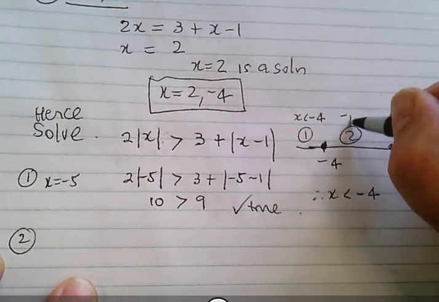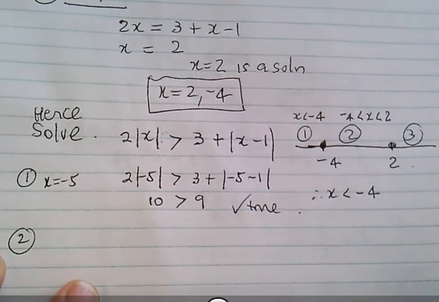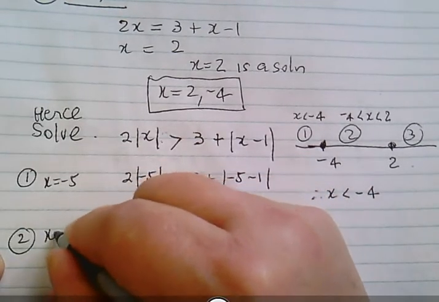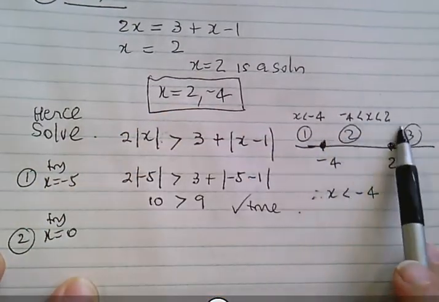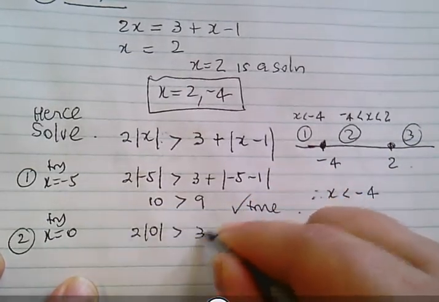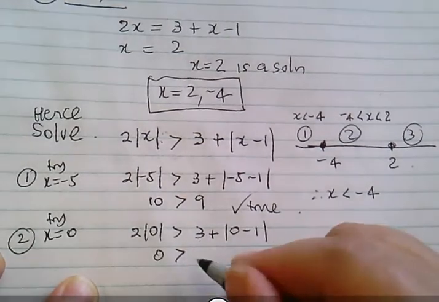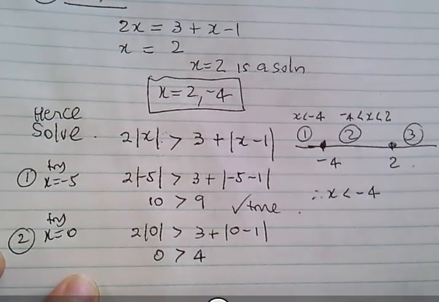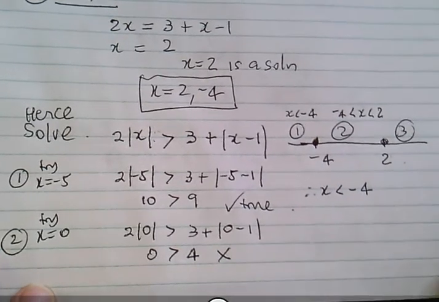Let me try region 2. Region 2 lies between negative 4 and 2. Choose a value. 0 is lovely to choose. So I'm going to try x is 0. I get 2 times absolute value of 0 is greater than 3 plus absolute value of 0 minus 1. 0 is greater than 4. Not true. So therefore, between -4 and 2 is not a solution to this inequality.